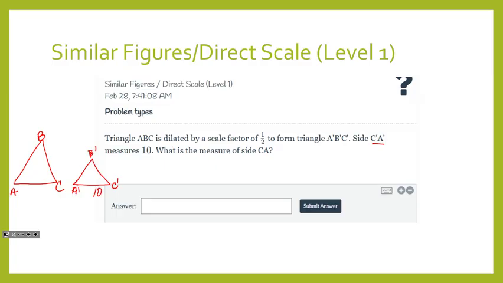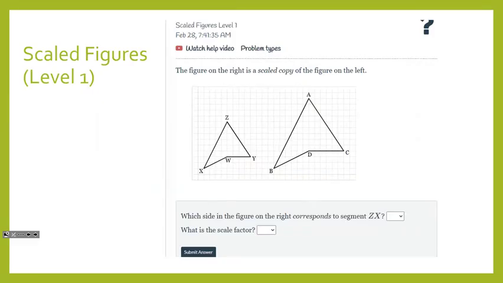Okay, so what we want to know is this one right here. We want to know X. We need to do two corresponding sides, right? It's dilated by 1/2, which means it shrunk. So we need to get the bigger one. So let's take 10 and divide it by 1/2, which is going to give you 20. So the answer here is 20. So CA, maybe you need to write it this way, CA is 20.